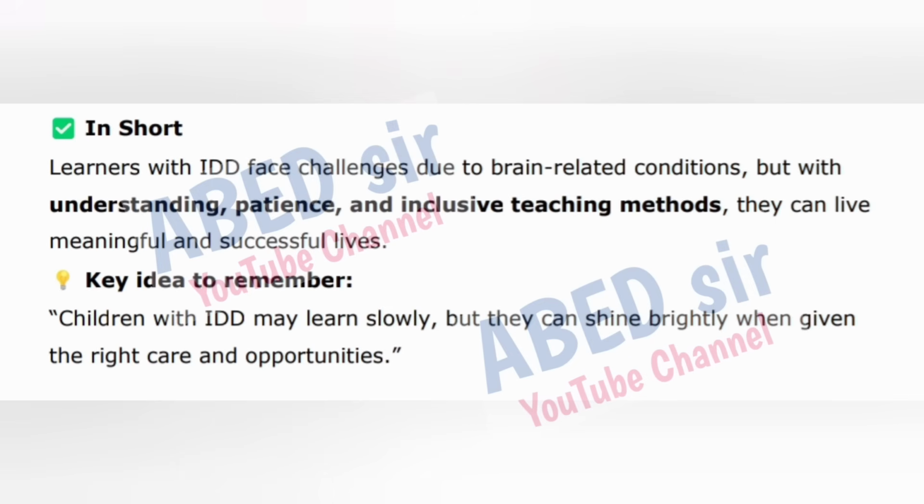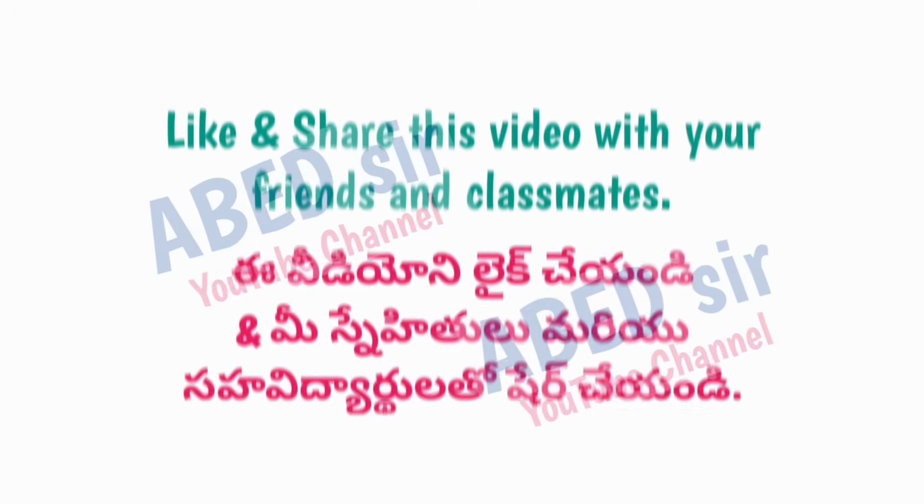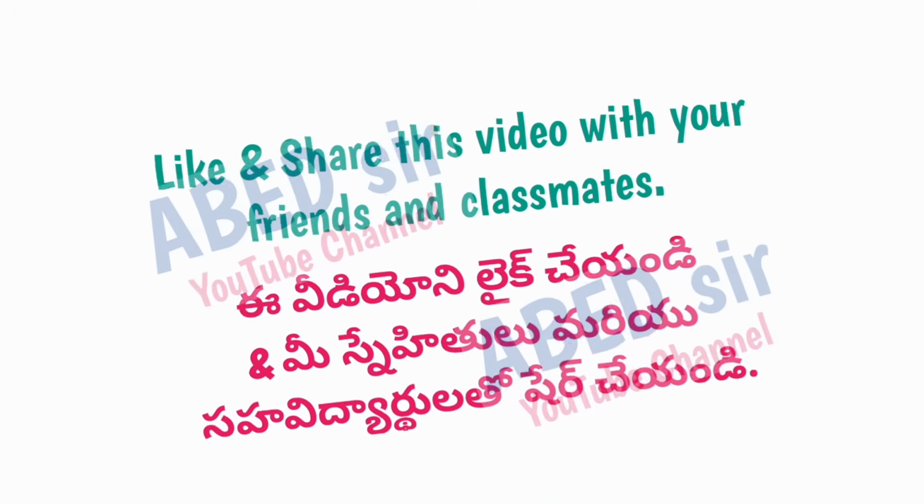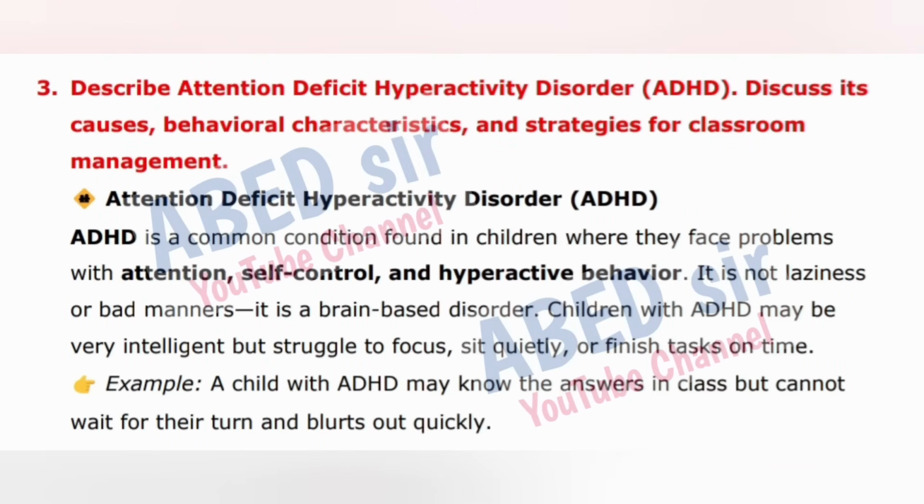Key idea to remember. Children with IDD may learn slowly, but they can shine brightly when given the right care and opportunities. Next important long question is 3. Describe Attention Deficit Hyperactivity Disorder, ADHD. Discuss its causes, behavioral characteristics, and strategies for classroom management.